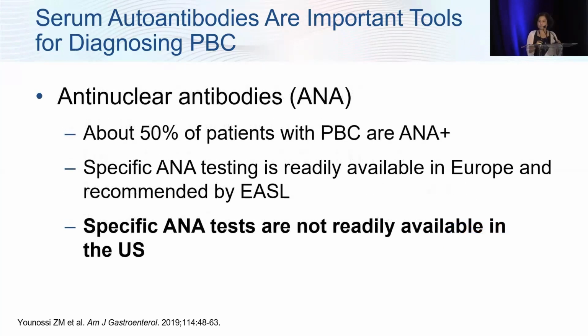And as I mentioned, in 50% of the patients ANA can be positive, and these are specific ANAs, actually SP100 and GP210. They're not readily available in the United States, but they are available in Europe, and they are recommended by EASL. But we might see a general ANA be positive.